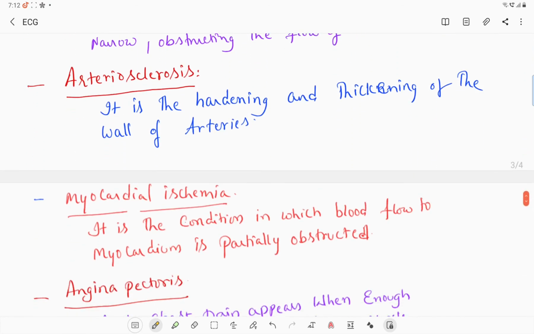Next one is arteriosclerosis. It is the hardening and thickening of the wall of arteries. Why does arteriosclerosis occur? It is due to hardening or calcification of the wall of arteries. Due to hardening and calcification of the wall of arteries, the blood pressure also increases. That is called arteriosclerosis.